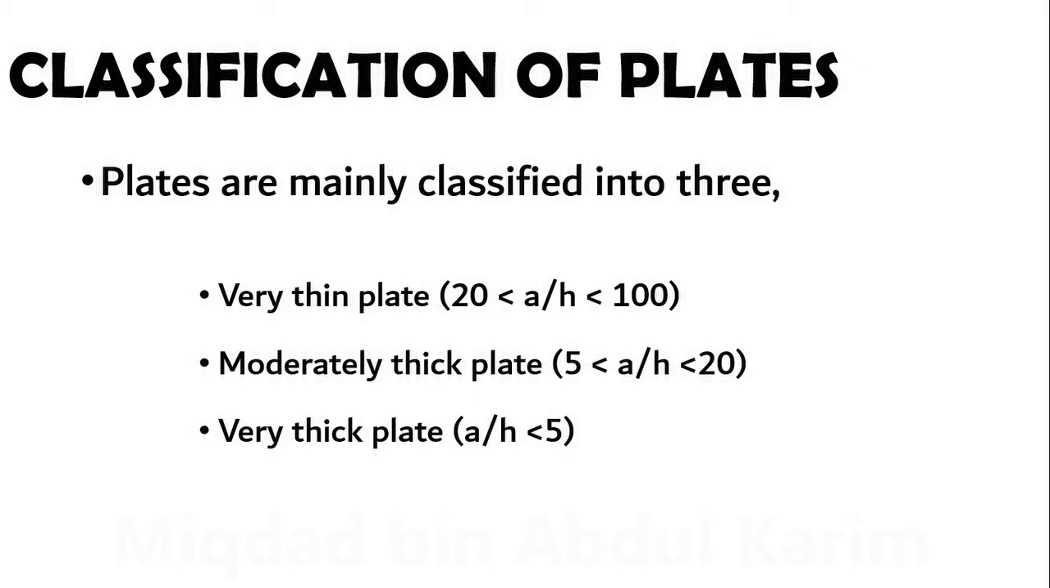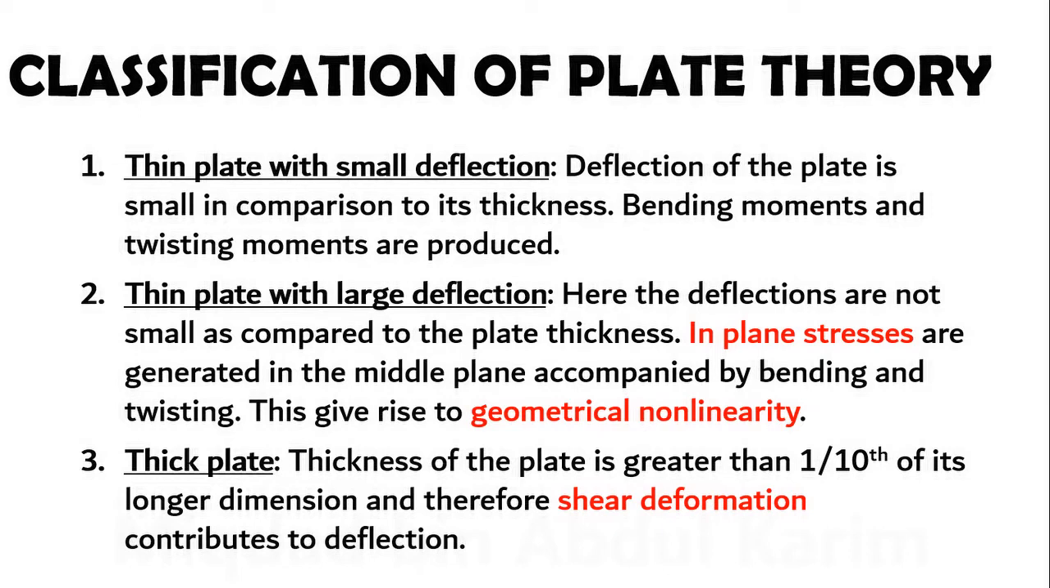Then coming to the classification of plate theories, there are mainly three plate theories. First one is thin plate with a small deflection, then thin plate with large deflection, and thick plate theory. Then coming to thin plate with small deflection theory, here the deflection of the plate is small compared to its thickness, and the bending moment and twisting moments are produced to resist the external load.